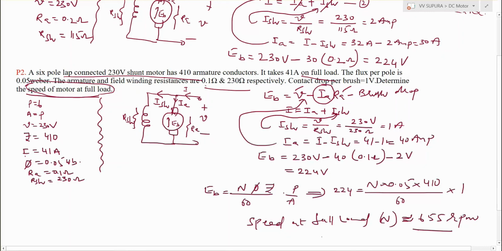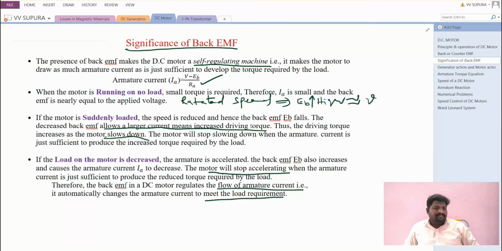So from this we completed the problems on back EMF. First of all we have to know this back EMF formula. After that we have to target the calculation of armature current. For that purpose we have to calculate the shunt field current first. So with this we can calculate back EMF. After calculation of back EMF we can calculate the speed, right?